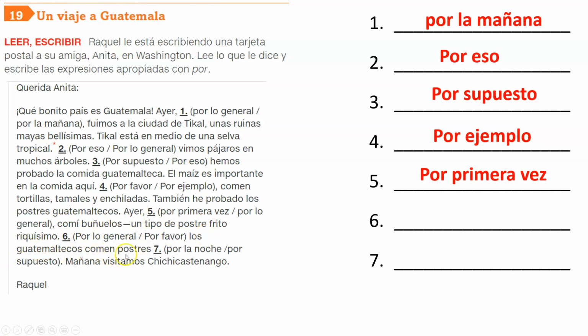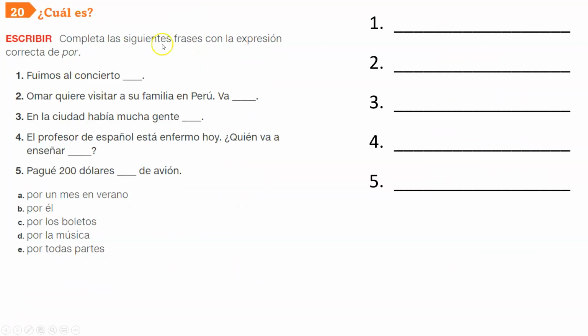Blank, los guatemaltecos comen postres. Either generally they eat pastries or please. It's probably generally. Por lo general, los guatemaltecos comen postres when? Por la noche, at night, or por supuesto, of course. Probably por la noche, at night. Mañana visitamos Chichicastenango, Raquel.